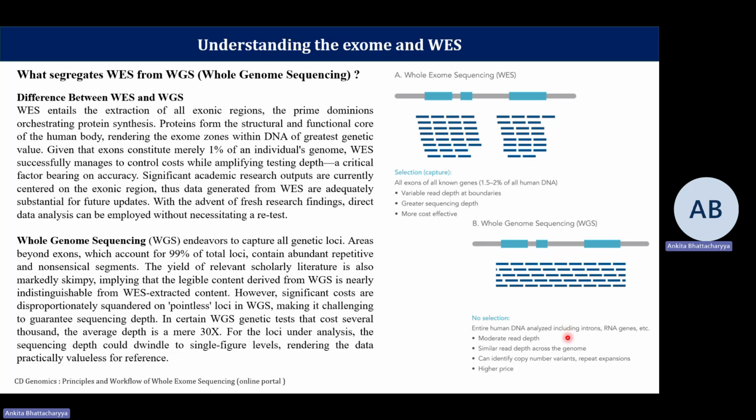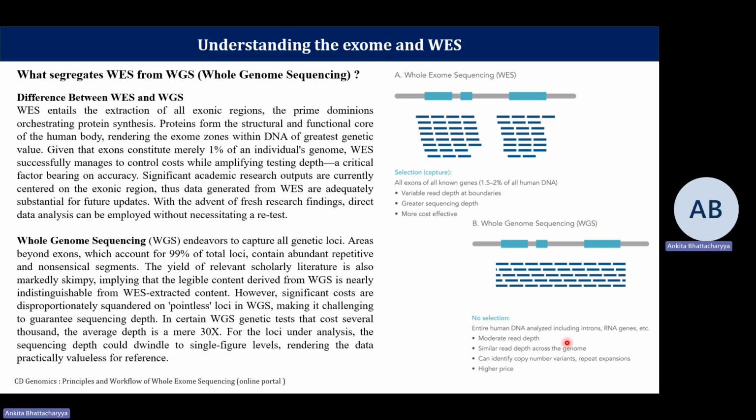Apart from that, the entire human DNA or the entire genome can be sequenced, including introns, RNA genes, etc. All of that is an advantage. The read depth in this case gets significantly compromised. Obviously, we have discussed this before that read depth can go up to 30x. So there are only 30 reads supporting the sequence of a certain region. But then where do you get confidence from? You will have a lot more confidence because they can all be stitched together and the interrupting regions are a lot less. Similar read depth across the genome can identify copy number variants, repeat expansions, but the cost is much, much, much higher.